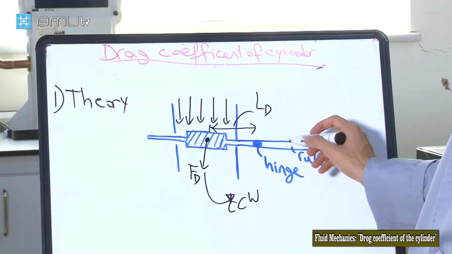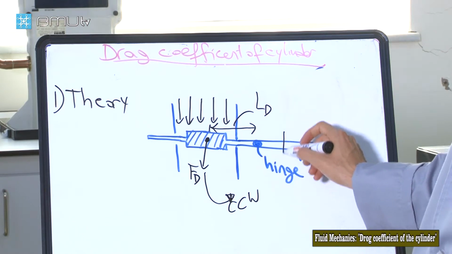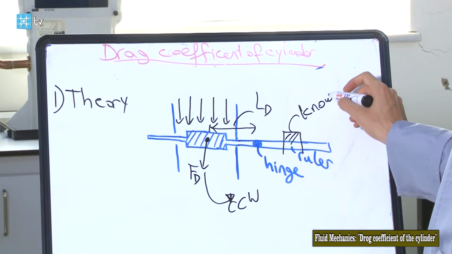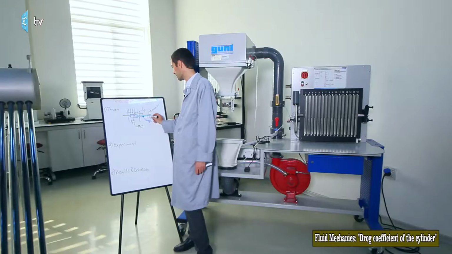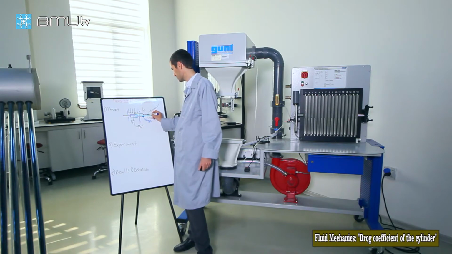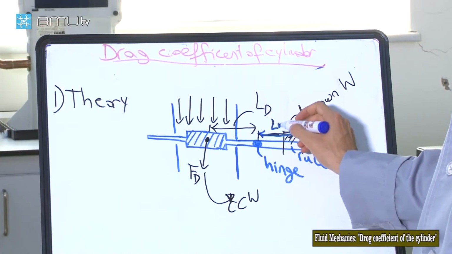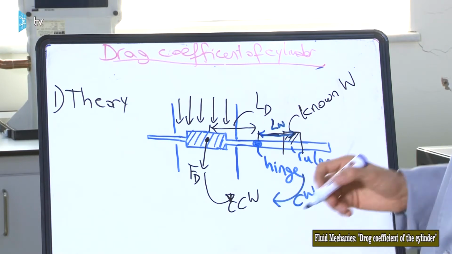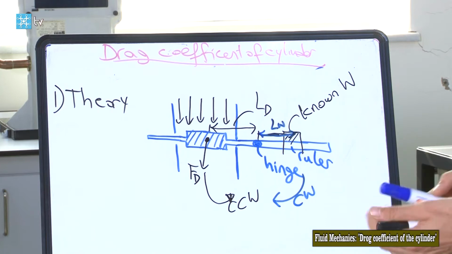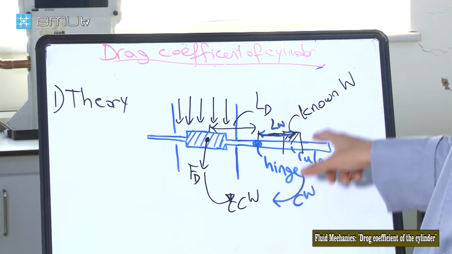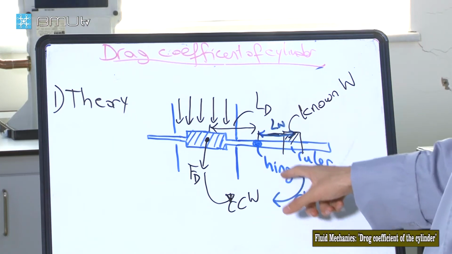What I will do is put some weight here. This is a known weight, I know the value of it. This weight, similar to drag, acts from some distance. Let's call that distance for the weight Lw, and it will create a clockwise moment. When the body is in equilibrium, the moment due to drag with its distance will be equal to the moment due to the known weight with its distance Lw.